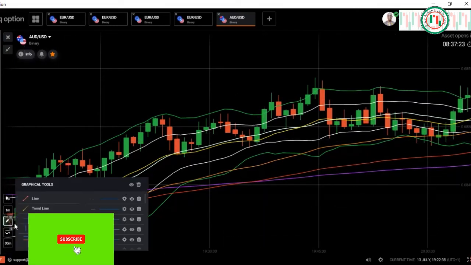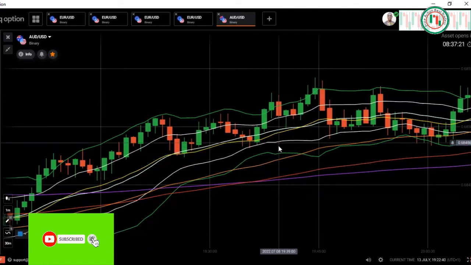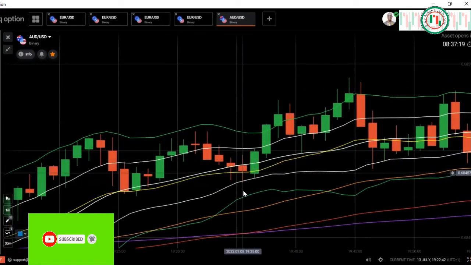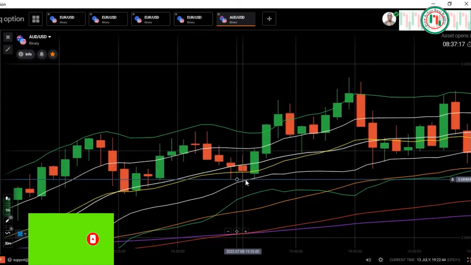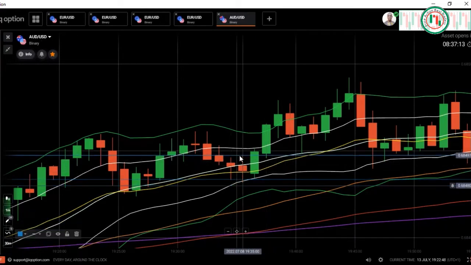Here, just draw this, draw here, then you draw here. You see here, draw here, you draw here. Then you try to wait, because here you see the alignment of EMA 200, 100, 50, 20, with price above 20.